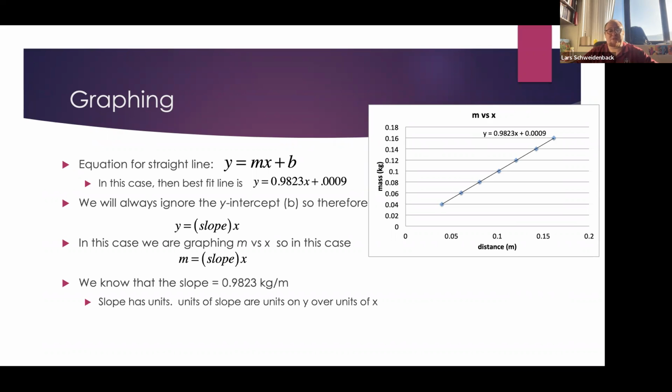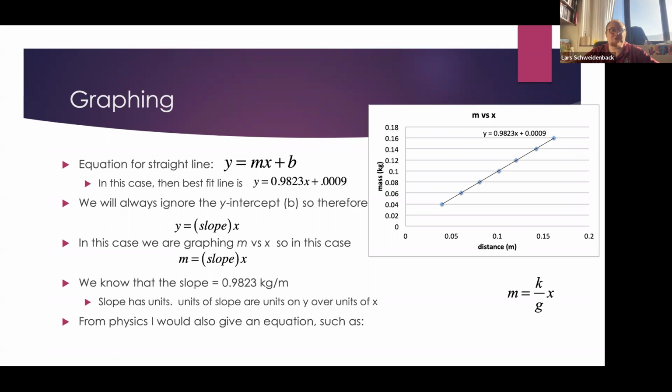And it's of note it has units. In this case, it would be kilograms per meter, because the units of slope will always be the units on y divided by the units on x. And that's everything we need in a graph. Axis labeled, trend line, and an equation right on it. You make sure you have both axes labeled, trend line, and equation on it to get full points.